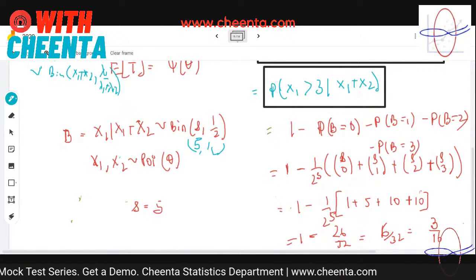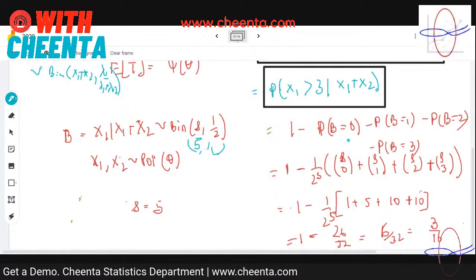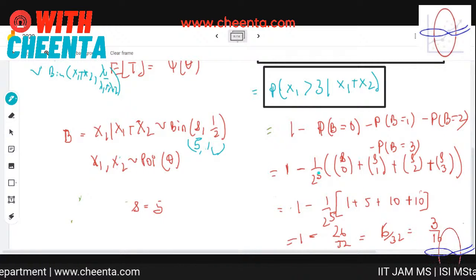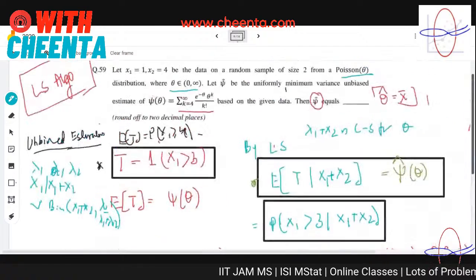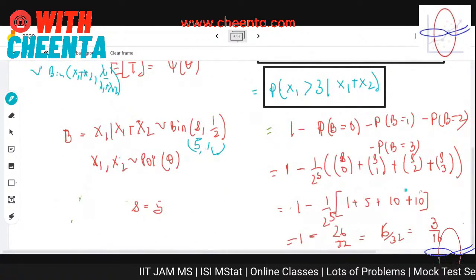Now you can easily find the probability X1 greater than 3: it is 1 minus the probabilities of being equal to 0, 1, and 2. If you set it up, you get 13 by 16. So this is the idea behind this problem.